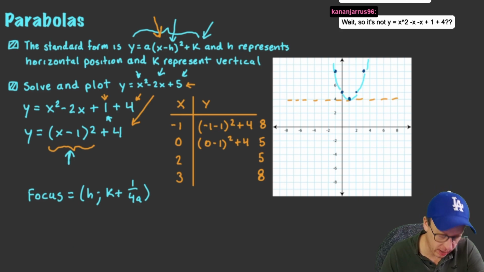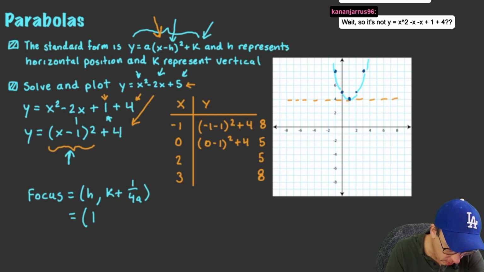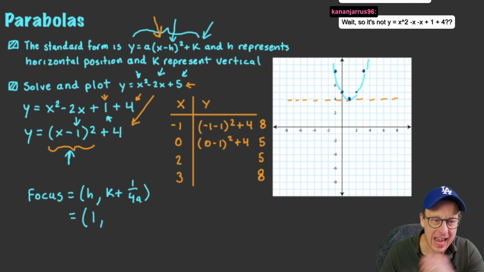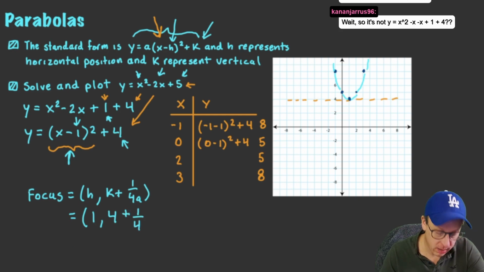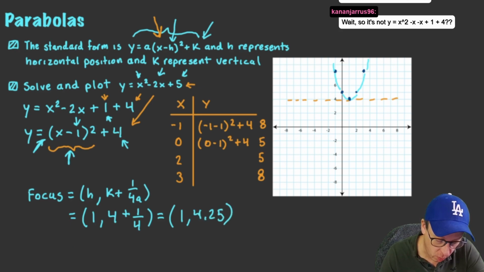All right, so our focus in this situation is going to end up being, what is h? Well, h has a value of 1, as you can see right there. And then k is going to have a value of 4, as you can see right there. And then we just need to add on 1/4. A does not have a value because there's no value right there. And that is going to then give us a point for our focus of 1 and 4 1/4. And that is where the focus goes.